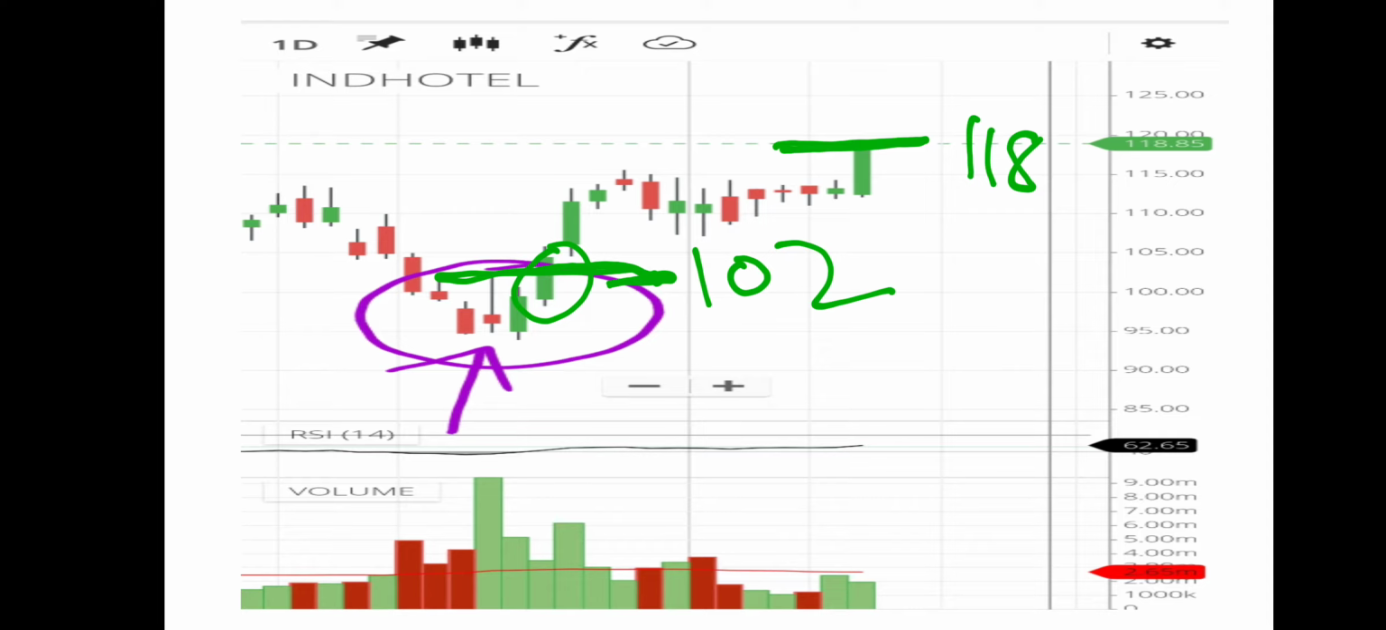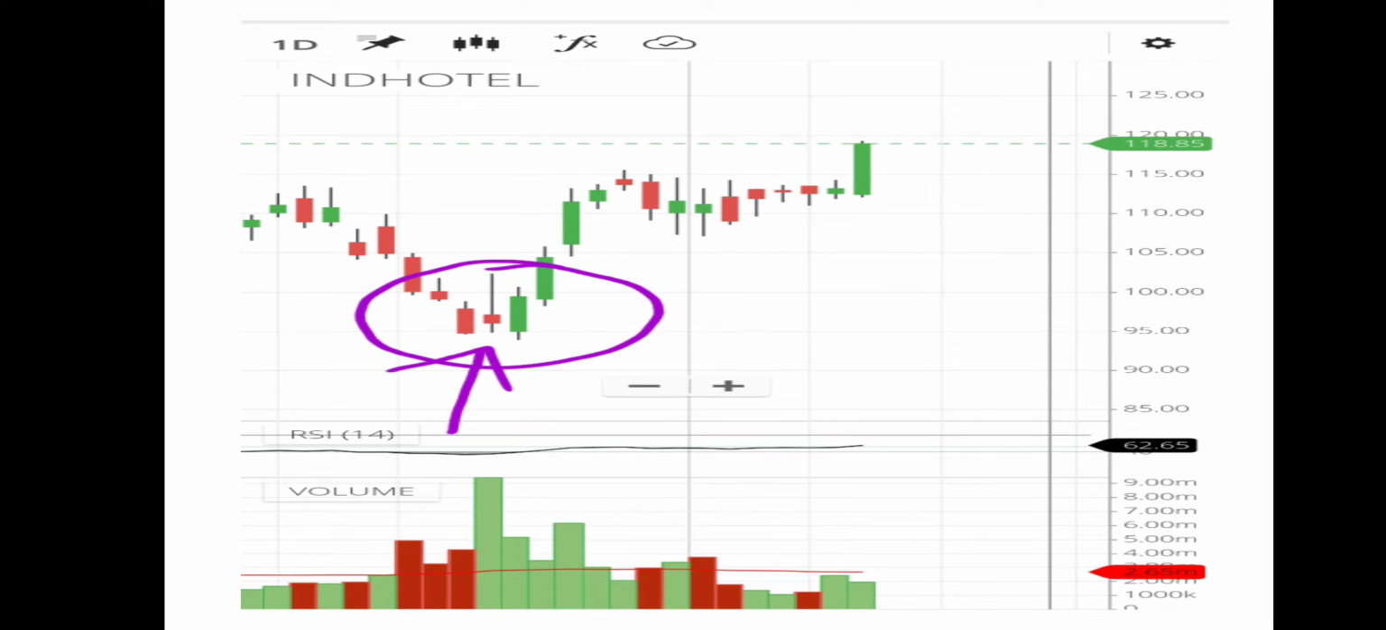The chance of hitting your stop loss is very low. Your stop loss is 95 rupees and your target is 118 rupees, which is a short term target. Long term you will get more. You can see the stock is still in a strong bullish area. You will see more upside in this stock.